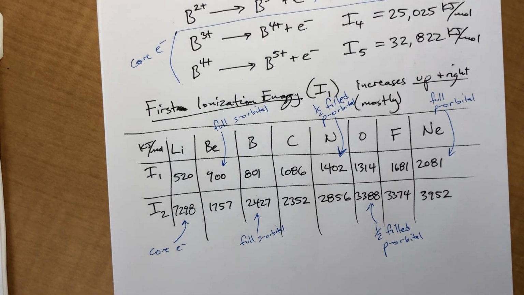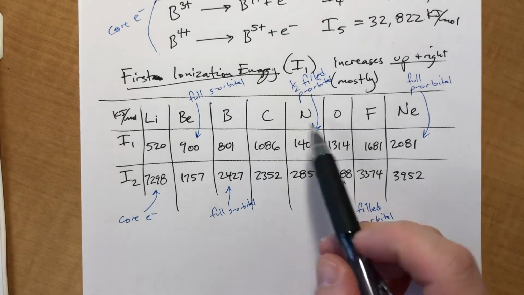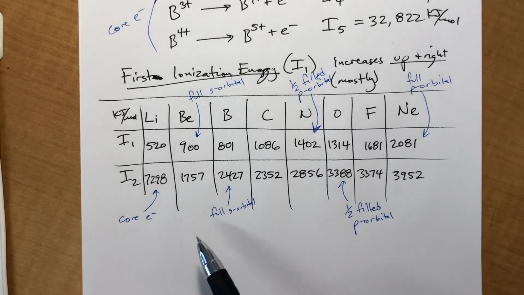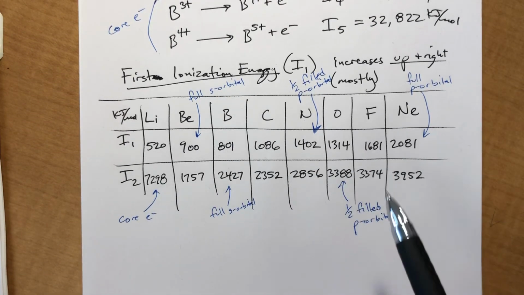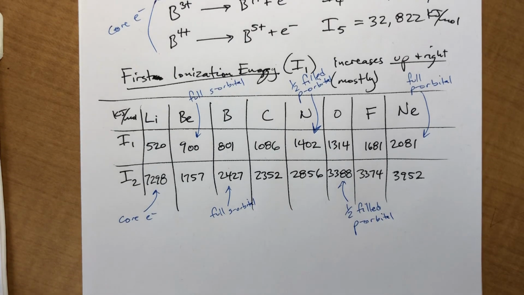Okay, so if you're doing one of these problems, yes, the trend is that it increases up and right, but you have to be aware of full orbitals and half-filled orbitals and how that's going to affect things.